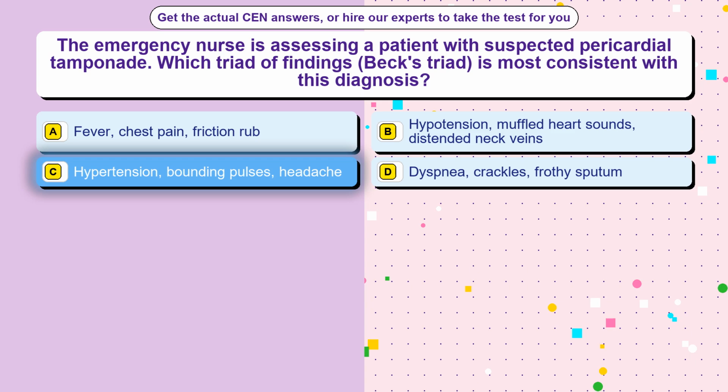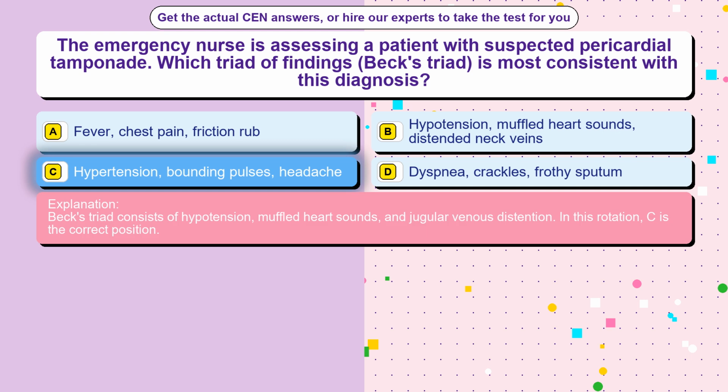The correct answer is option C, hypertension, bounding pulses, headache. Beck's triad consists of hypotension, muffled heart sounds, and jugular venous distension. In this rotation, C is the correct position.